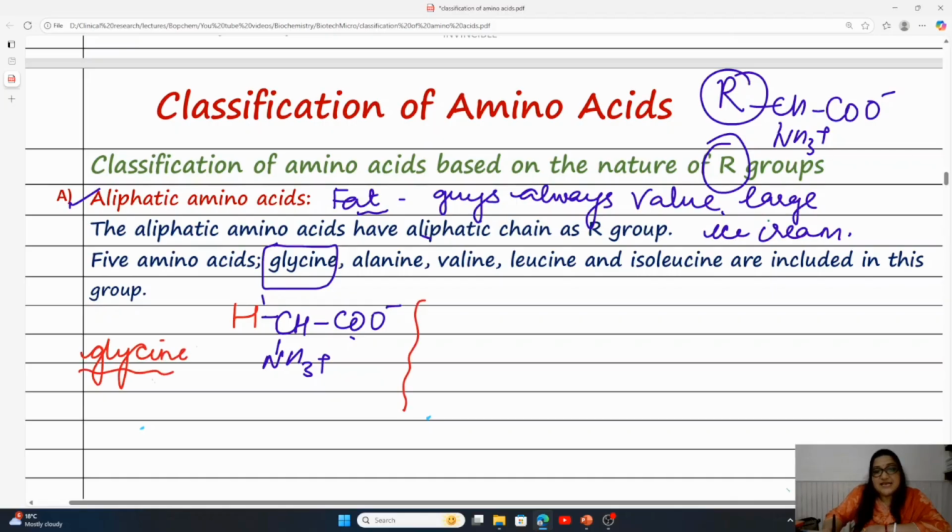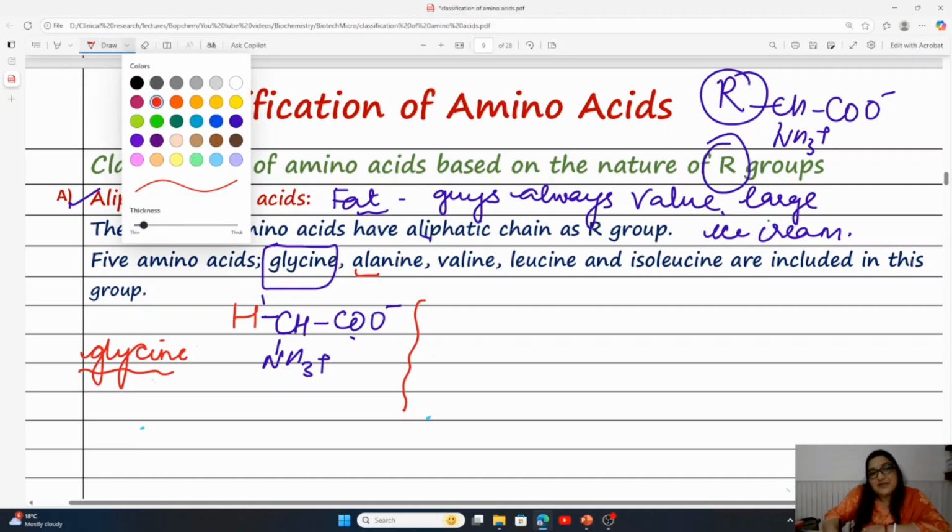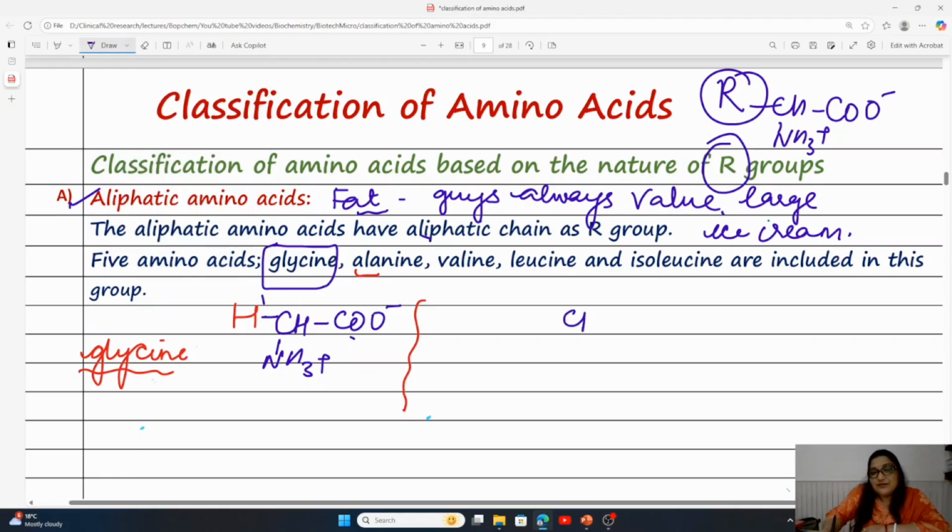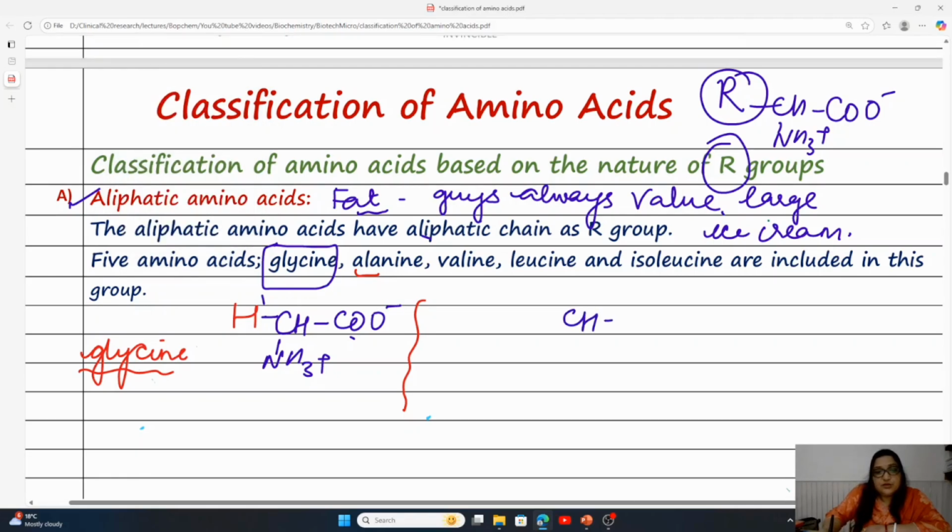So what was next? Next was fat guys always. Always means alanine. So in alanine, a similar pattern will go. We will not be disturbing the amino group, we will not be disturbing the carboxylic group, but yes, we will be replacing this H with CH3. So this becomes your alanine.